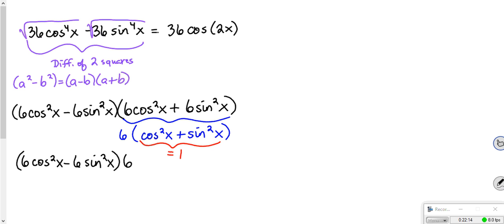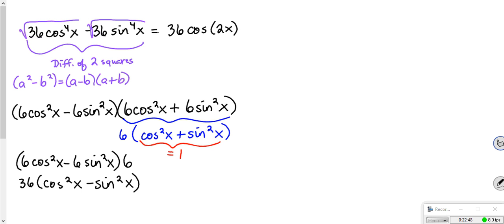Now, I can also pull a 6 out of the first two terms, right? So if I pull a 6 out of the first two terms, then this becomes 36 times cosine squared x minus sine squared x. Okay, factored the 6 out of the set of parentheses and combined it with the 6 behind. 6 times 6 is 36.